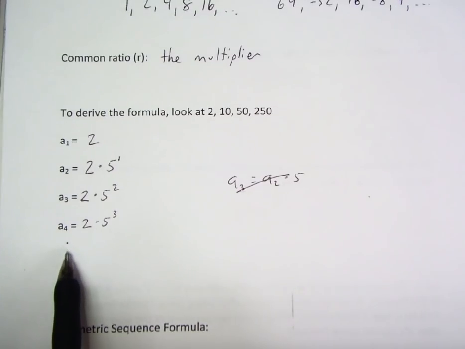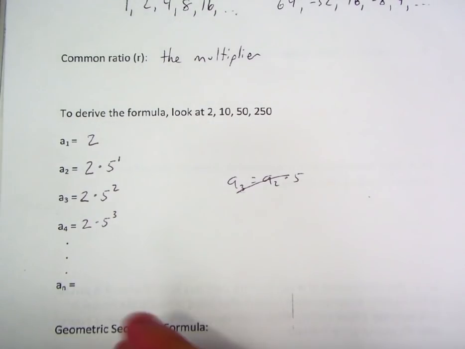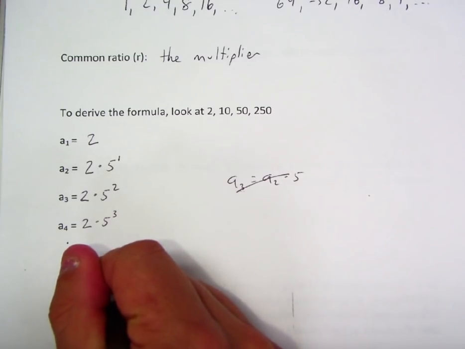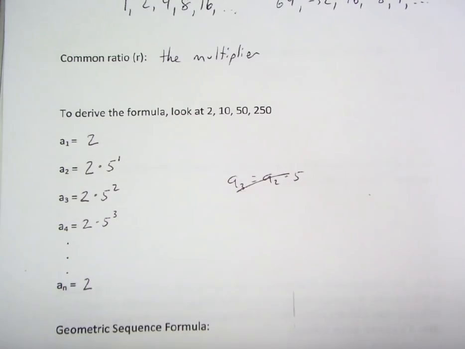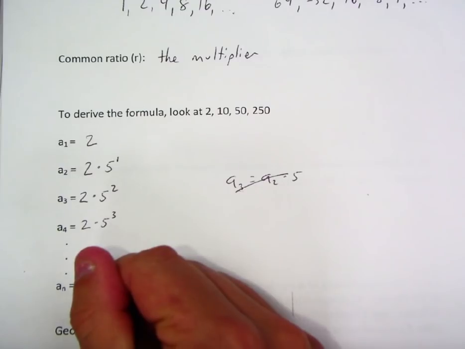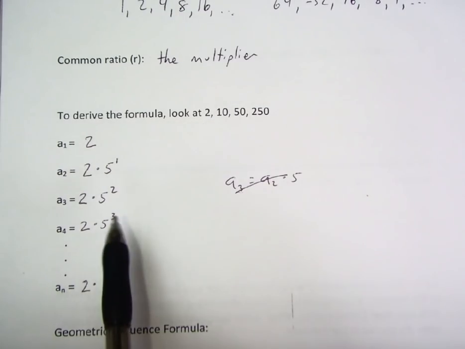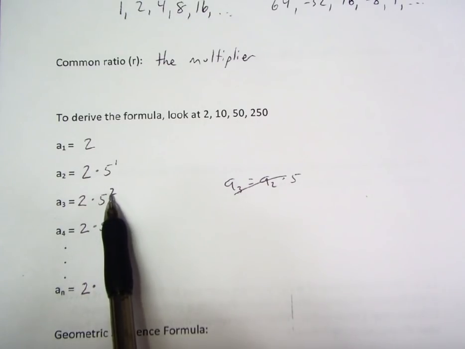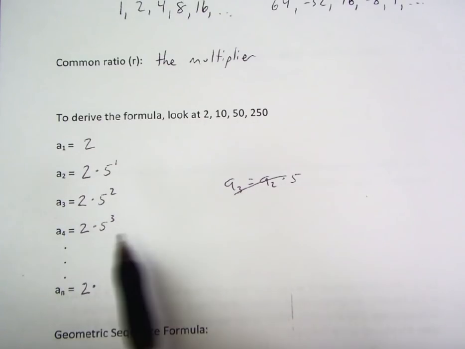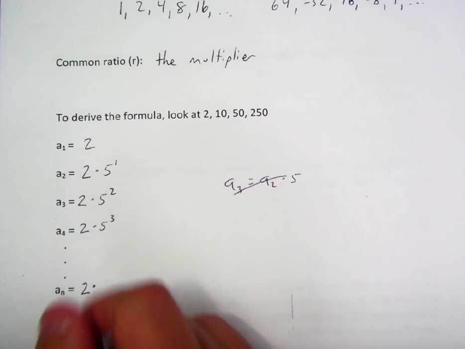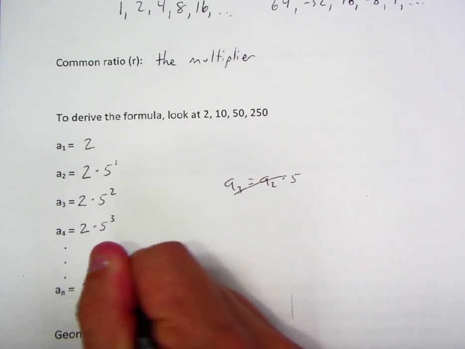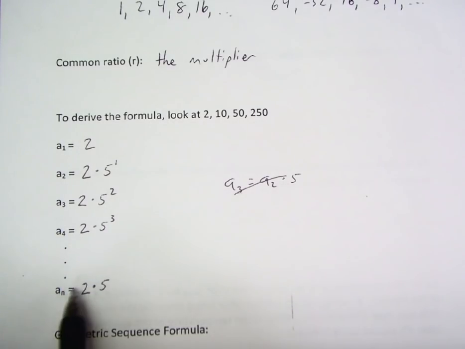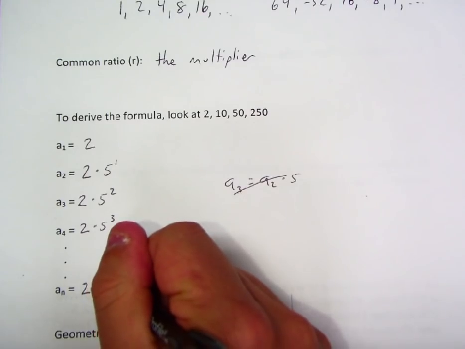Well, and that leads us to our formula. If I want to find the nth term, then I take whatever the first term is, in this case 2, times, well, notice the relationship between the subscript and the exponent. Notice the exponent is 1 less than the subscript. So if I want to multiply by 5 to some power, the power is 1 less than the subscript. So it'd be 5 to the n minus 1.